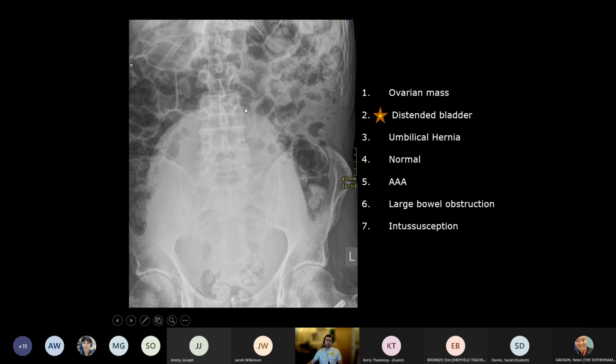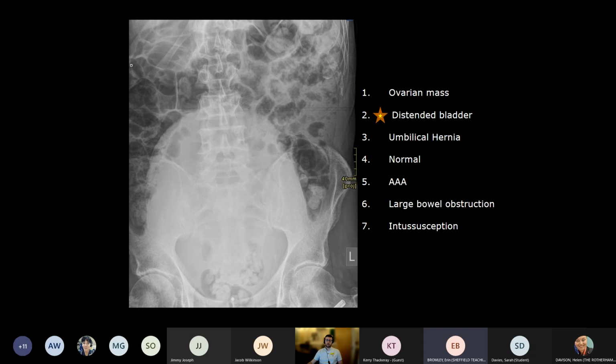It's quite egg-shaped. It's quite uniform, which would make me think it's probably not something sinister, but that doesn't mean to say it's not. So if it's a first X-ray and there's concern, do repeat the X-ray after the catheter's in. If it's still there, let's do some further imaging, like a CT or ultrasound, just to make sure. But yeah, this one is a distended bladder.